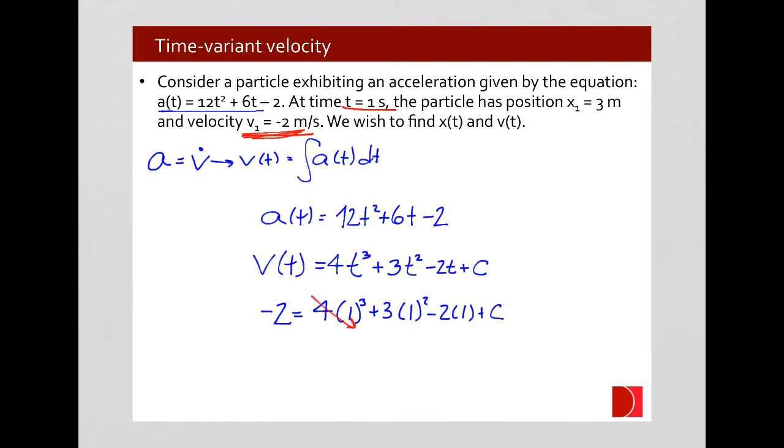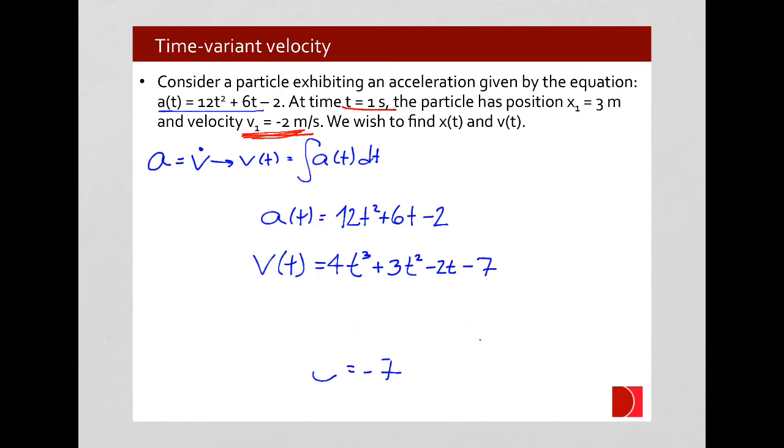So here we have a factor of 4. 4 times 1 cubed is 4. 3 times 1 cubed is 3. -2 times 1 is a -2. When we add all these up, 4 and 3 is 7, less 2 is 5. To get c by itself, we find that c is equal to -7 in this case. So we can take away the c in our velocity equation, and we can put our -7 in its place.